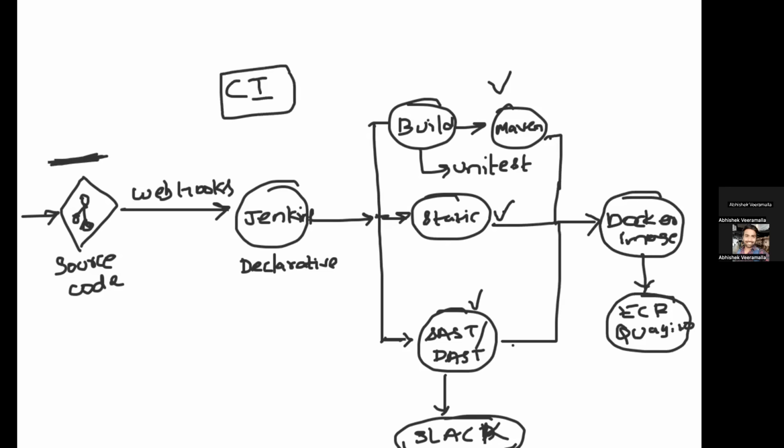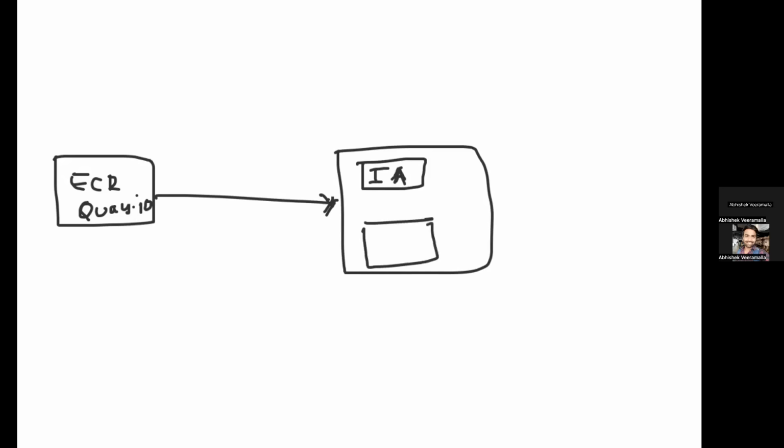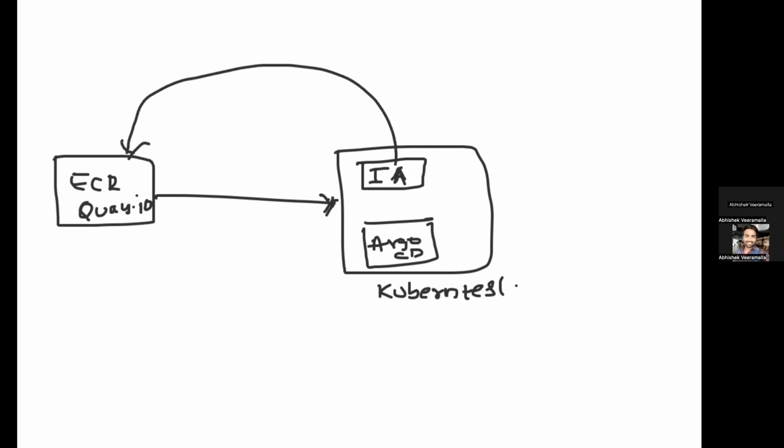For the CI process, we are using Jenkins. And coming to the CD process, once the Docker image is pushed to the Elastic Container Registry or Quay.io, we have a Kubernetes cluster. Inside the Kubernetes cluster, we have deployed two continuous delivery tools. One is the image updater, let me call this IA, Argo image updater. And the other tool that we have is Argo CD. Both of these are Kubernetes controllers that we have deployed on our Kubernetes cluster. The first tool, Argo image updater, continuously monitors the image registry.